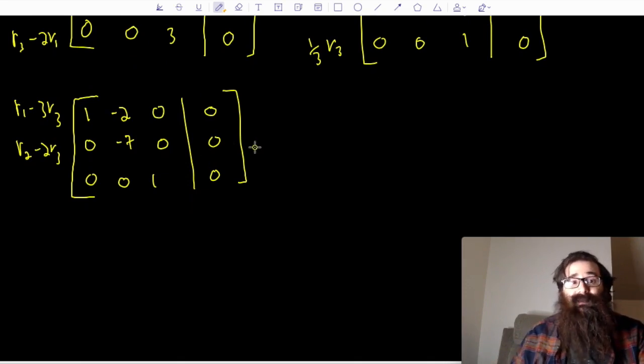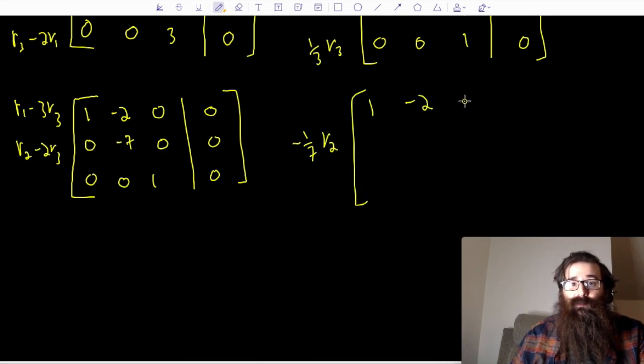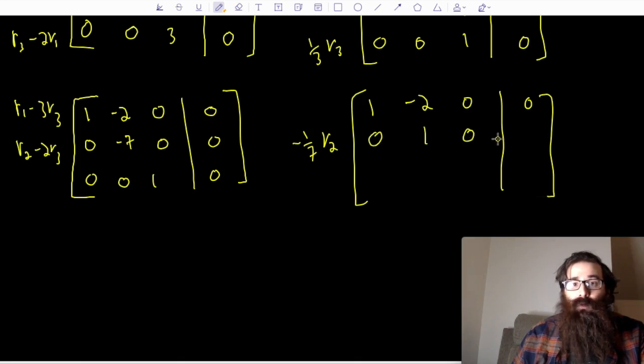And from here, I can scale row 2. I can do negative 1/7 row 2. So here, rewriting row 1, I have 1, negative 2, 0, augmented with 0. Dividing everything in row 2 by a negative 7 gives me 0, 1, 0, augmented with 0. Row 3, I'm going to get 0, 0, 1, augmented with 0.